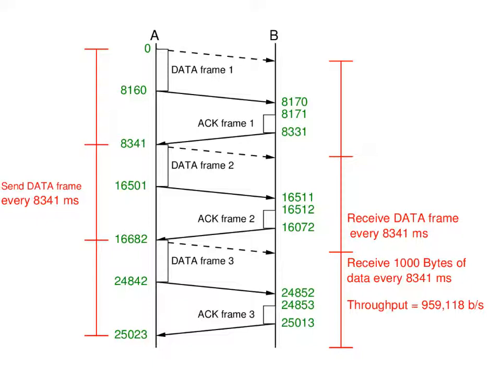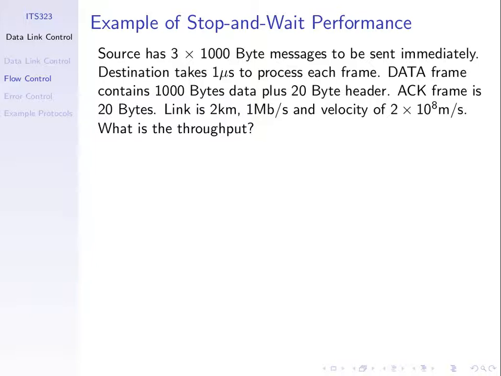Let's change some parameters and see how it impacts performance. In our question, we had a link distance of 2 kilometers. Change that to 200 kilometers. What is the throughput? Try and calculate. Everything's the same. You get the same shape diagram, just the values will be different. The link distance is increased from 2 kilometers up to 200 kilometers, 100 times larger.